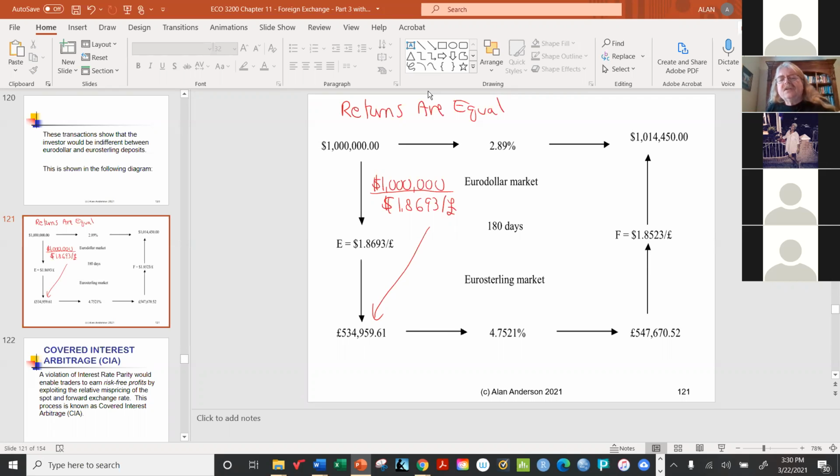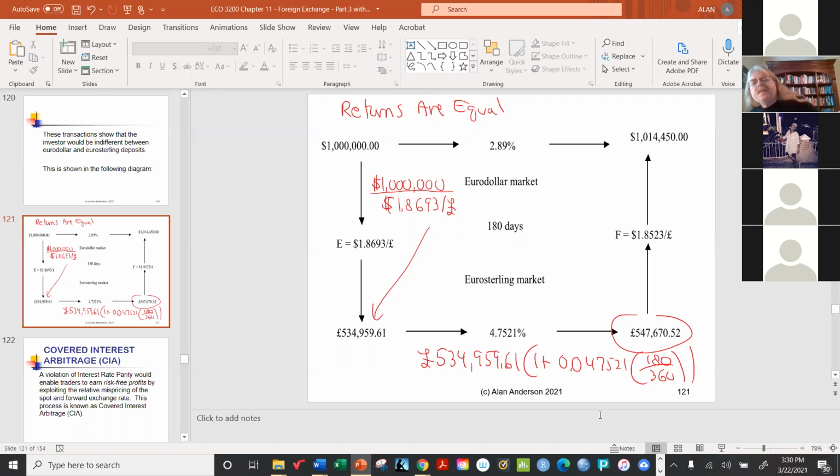And by the way, don't forget that this rate is only for a full year. We're actually only making half of that. So in other words, this number down here is the result of taking 534,959.61 pounds and multiplying it by 1 plus the rate converted to a decimal, and then multiplying this by 180 over 360 to remind ourselves that this is only a 6-month investment. That's where we get this number from.